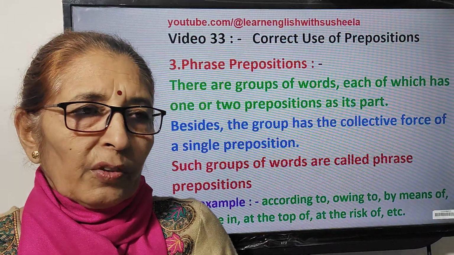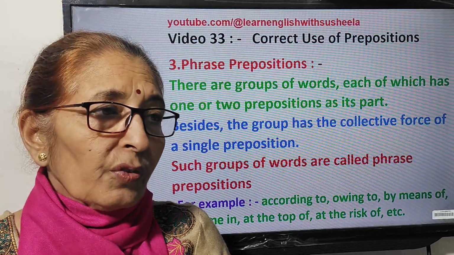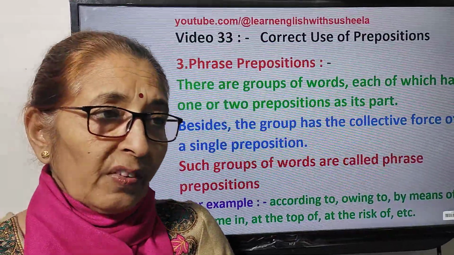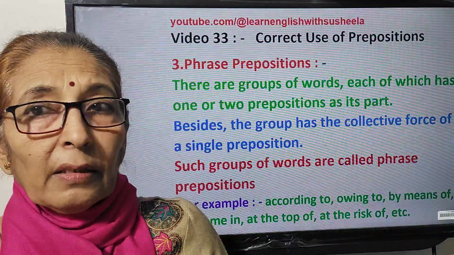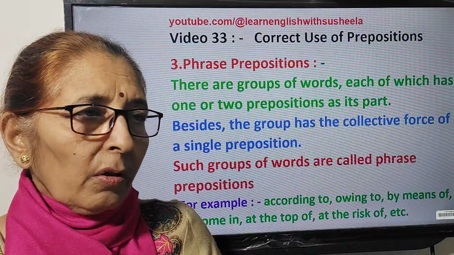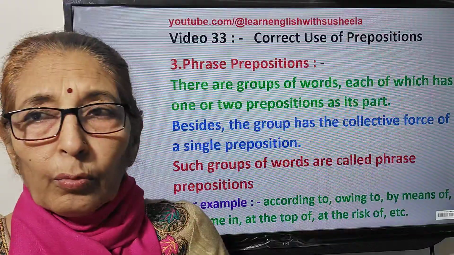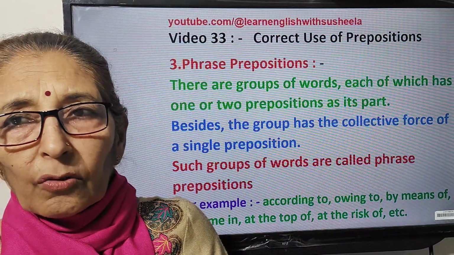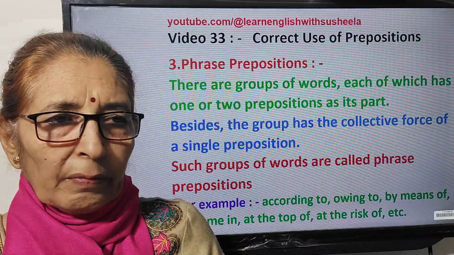Third, phrase preposition. There are some groups of words, each of which has one or two prepositions as its parts. Besides, this group has the collective force of a single preposition. It means in the group there may be two prepositions, but the force is of a single preposition. Such groups of words are called phrase prepositions. For example, according to, owing to, by means of, at home in, at the top of, at the risk of, etc. Example: he acted according to my instructions.